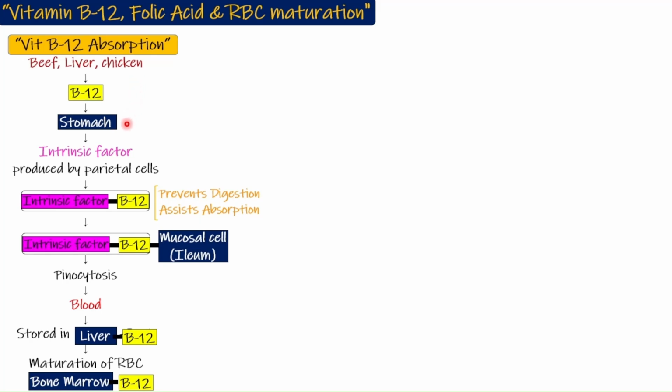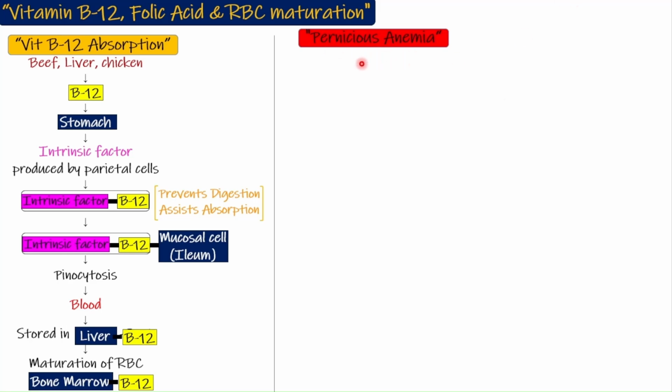Whenever it goes into the stomach, the parietal cells of the stomach release intrinsic factor. This intrinsic factor will prevent vitamin B12's digestion and will assist its absorption into the mucosal cells of the ileum, from where the vitamin B12 moves into the blood via pinocytosis, and then it will be stored in the liver. And then this vitamin B12 will be utilized by the bone marrow whenever the maturation of the RBC is required. Okay. Now, what exactly is pernicious anemia?